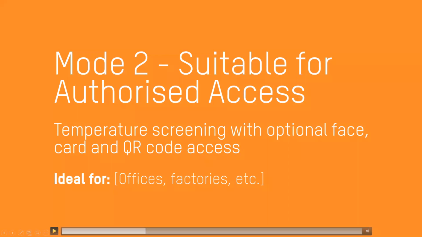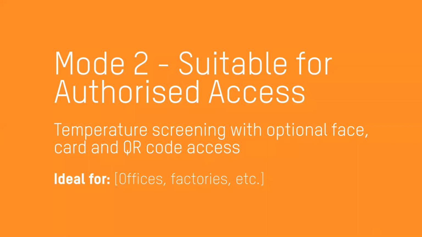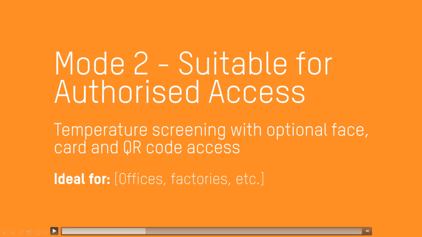And then for the second mode, as I mentioned, you can program the system to only allow authorized persons to gain access. So for offices, factories, etc., you can program it to be used for authorized access. And you can also use it with face or card or QR code.